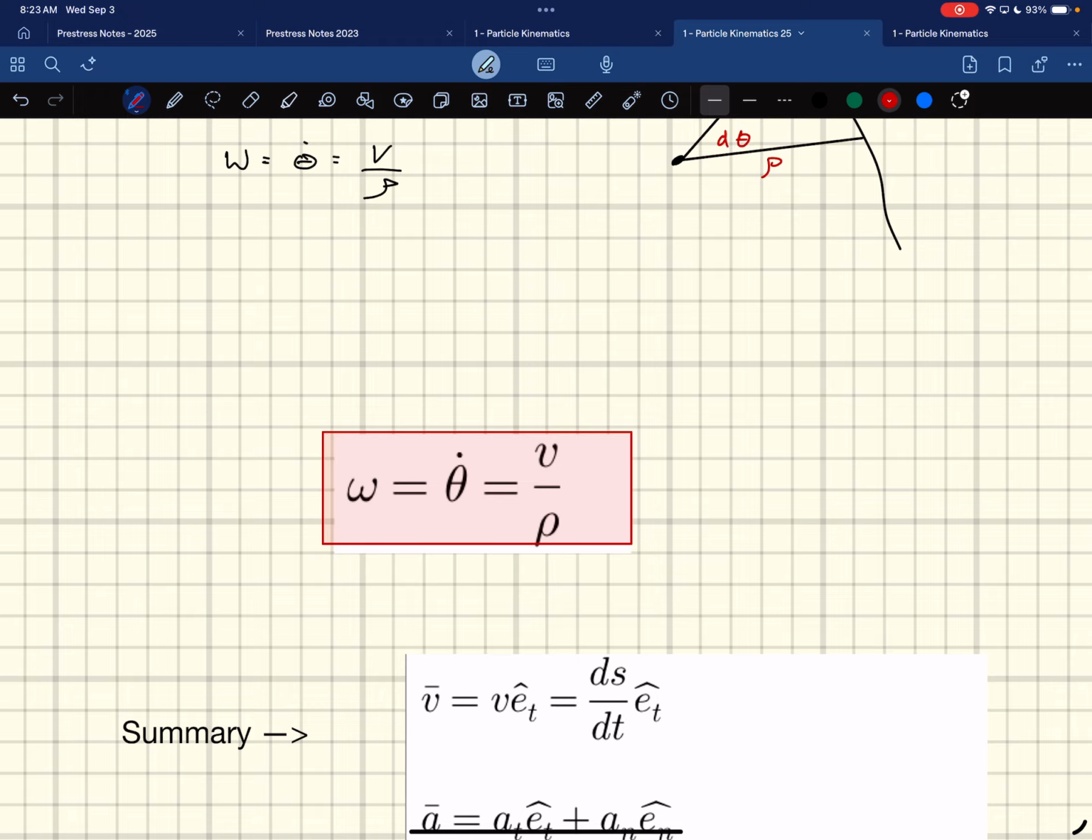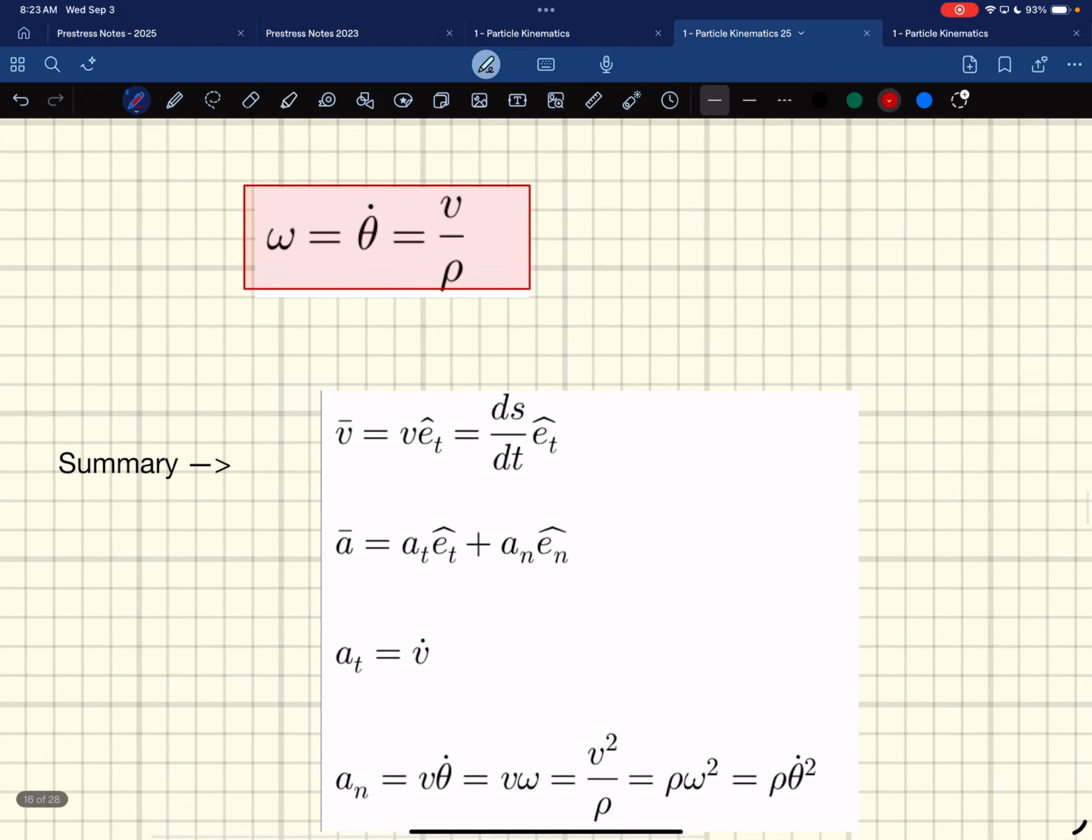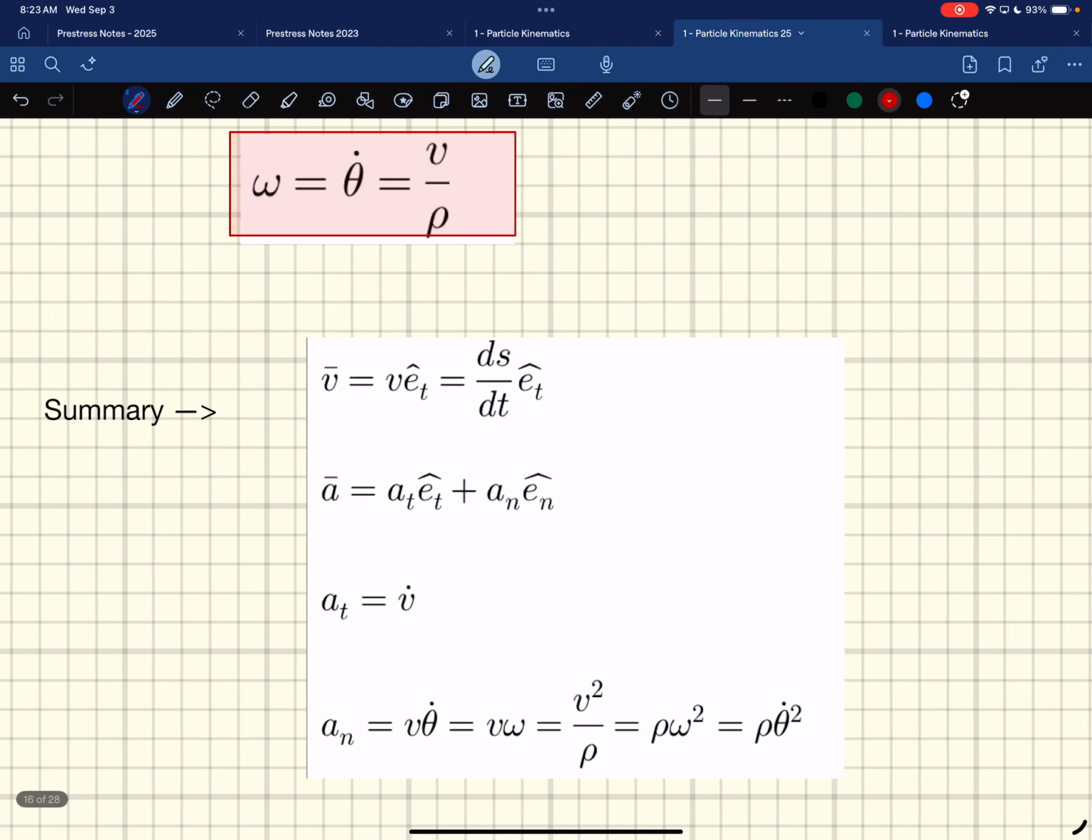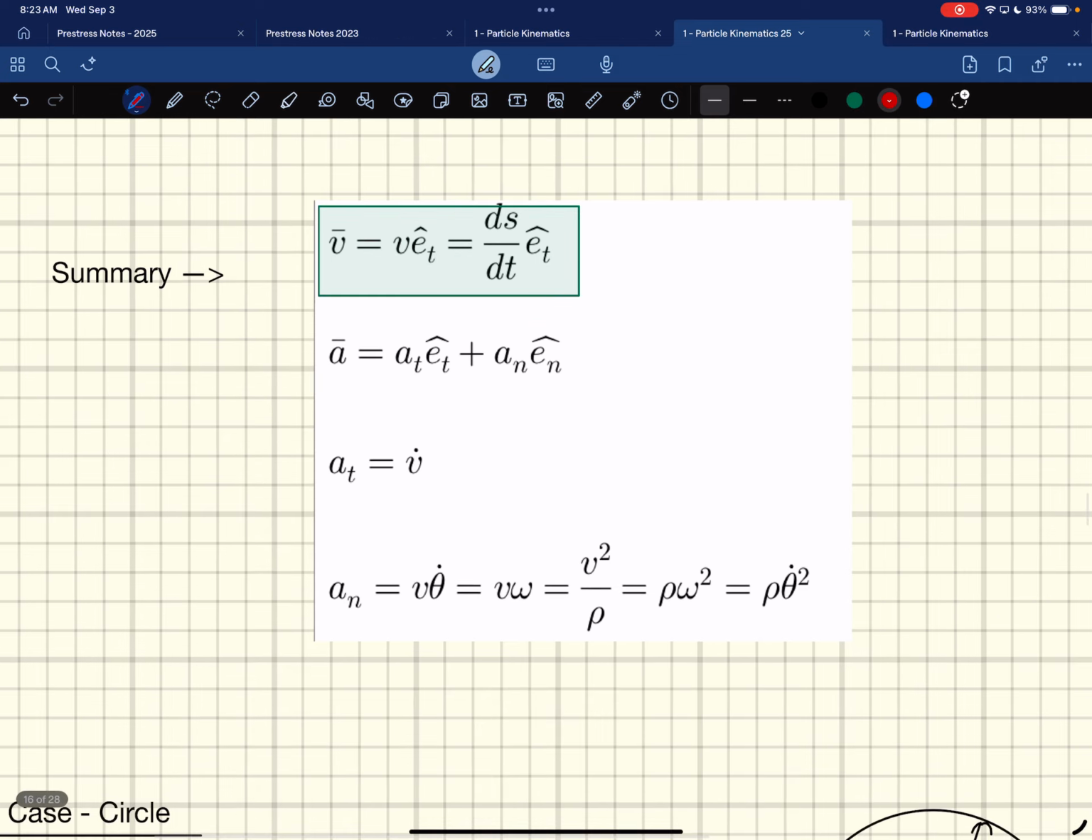Okay, so what does that mean? Well, we can do some substitutions down below. So just an overall summary of what's happening: my velocity is just going to be ds dt in the et direction, always in the et direction. Velocity is pretty boring in this coordinate system. Okay, accelerations. My accelerations, like I mentioned before, have two components. It has a component here associated with change in speed, and an acceleration component here, which is change in direction. This AT is just going to be my change in speed.